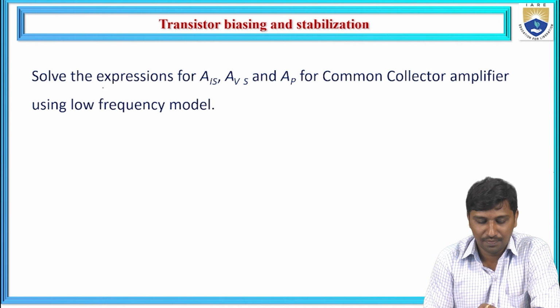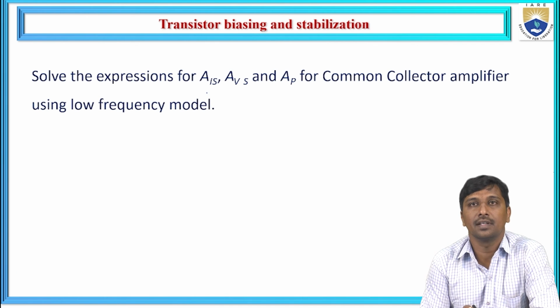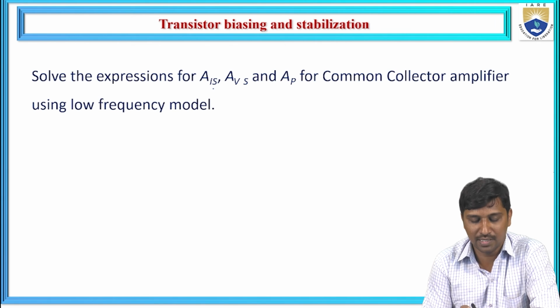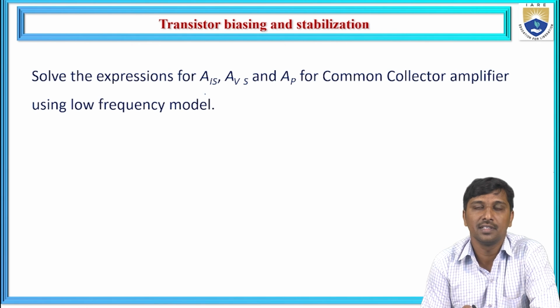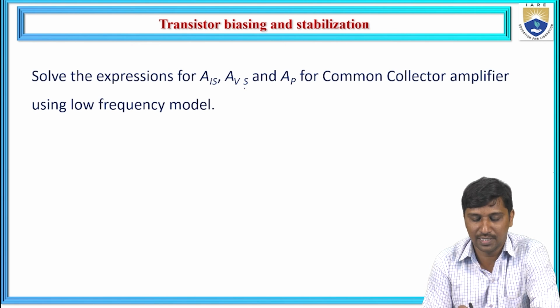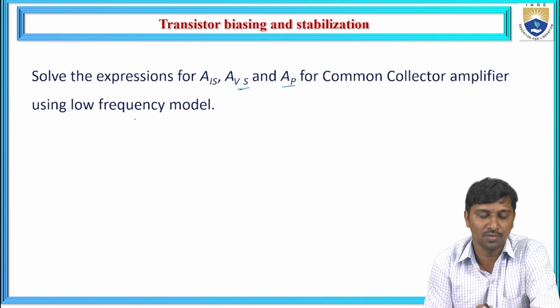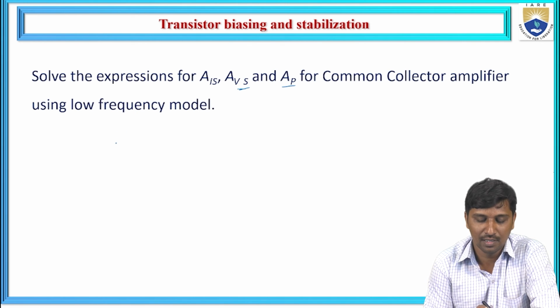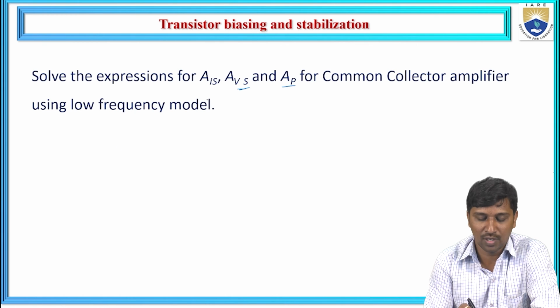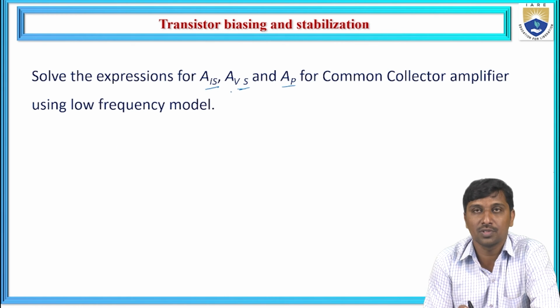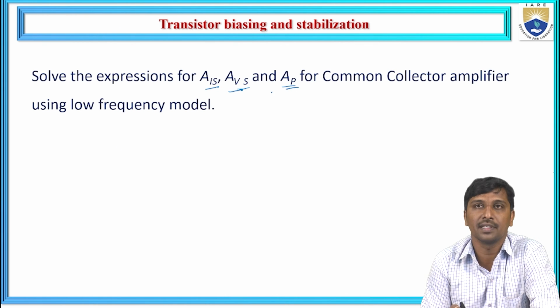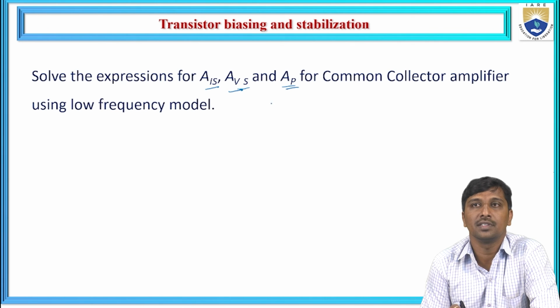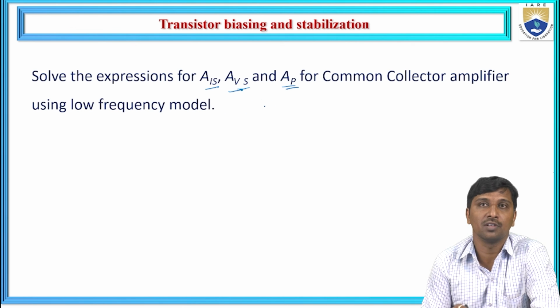Now similar to that, solve the expressions for current gain AIs, where s means we need to consider the source resistance, as well as voltage gain with respect to source resistance and power gain for common collector amplifier using the low frequency model. For this case, first you draw the common collector amplifier using the small signal model analysis. Then apply the KVL analysis to identify the current gain with respect to source, voltage gain with respect to source, as well as the power gain. For this case, you refer to the common collector amplifier using low frequency model video session.